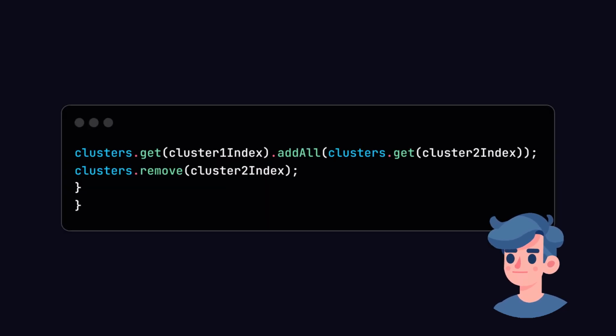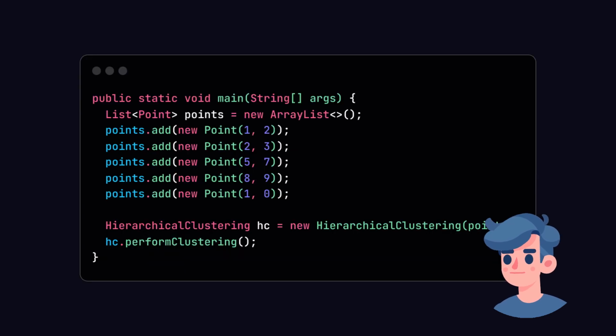We do this by calculating the pairwise distance between all clusters using the Calculate Cluster Distance method, which we will implement next. In Calculate Cluster Distance, we sum the distances between all points in the first cluster and all points in the second cluster. Finally, we return the average distance. This allows us to find out how close the two clusters are from each other. Once we've found the two closest clusters, we merge them and remove the second cluster from our list of clusters. Once we have only one cluster left, our clustering process is complete.